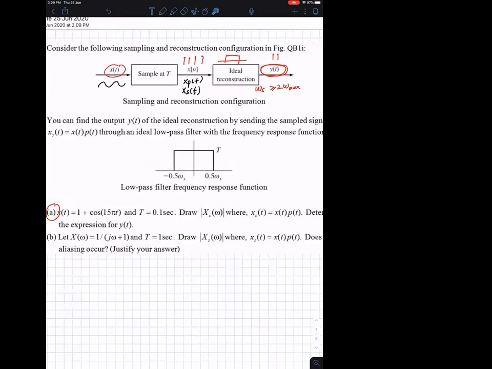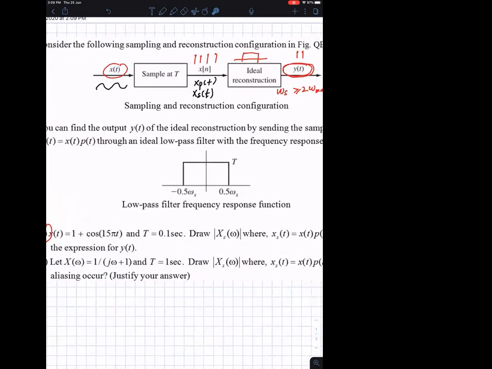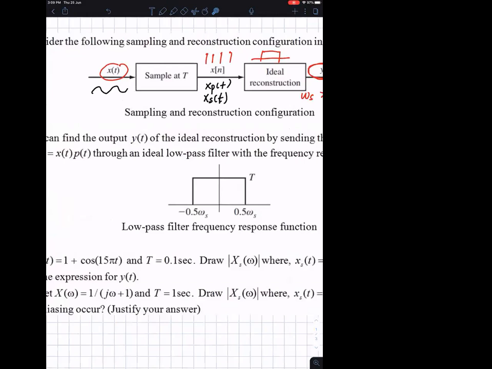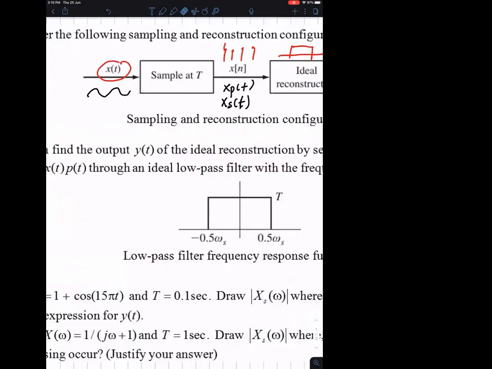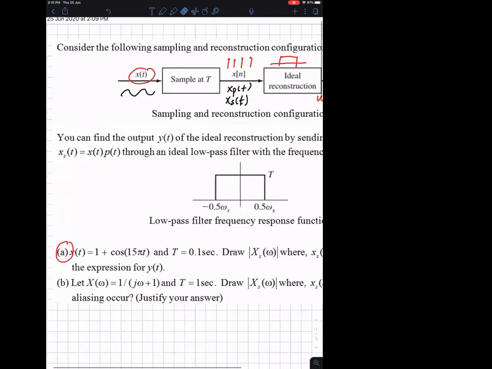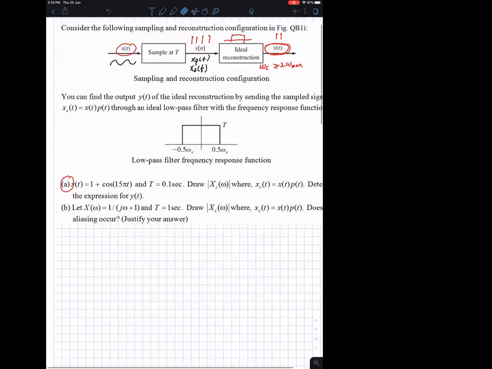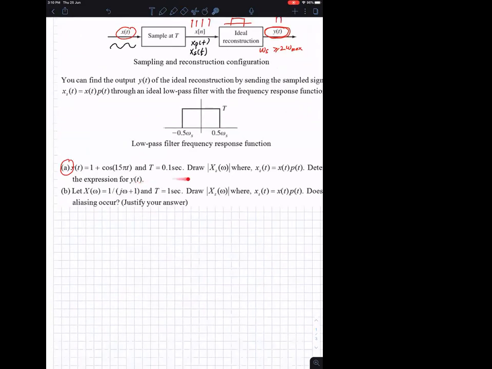It's too small, but okay, it's understood. Now you are told to find y(t). To be able to find y(t), you should be able to draw first. You know how to do this from the previous lecture, so let's do this again.